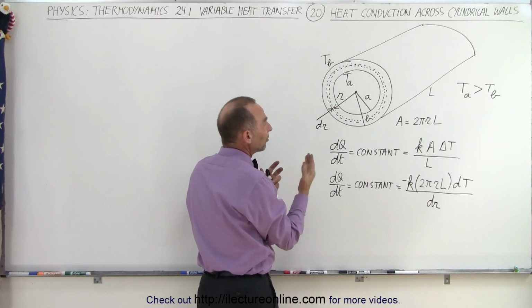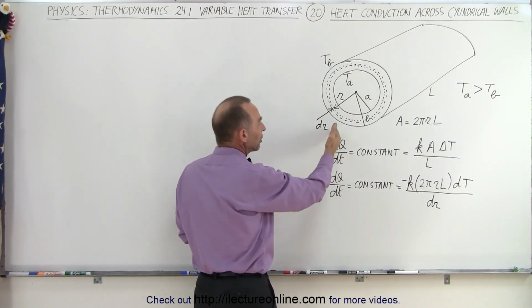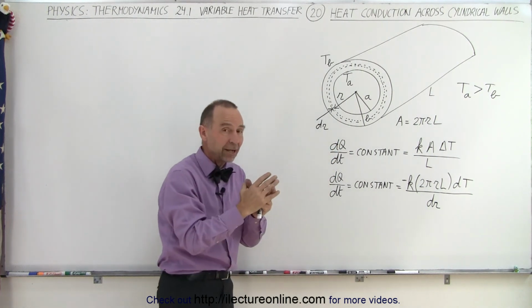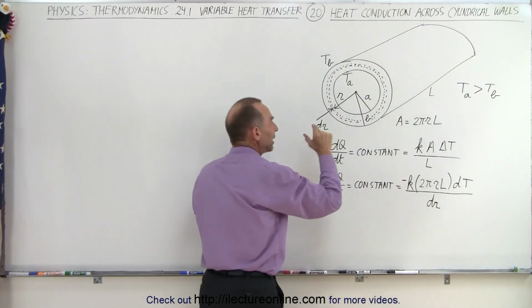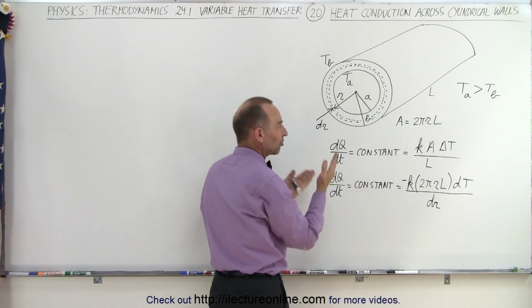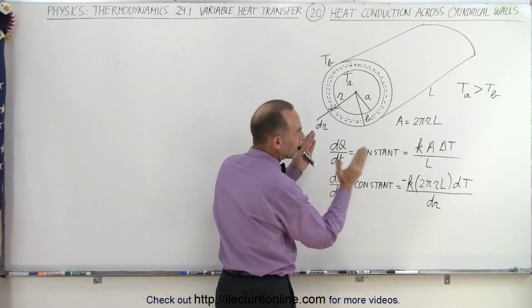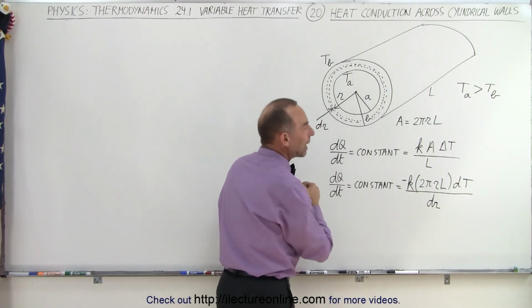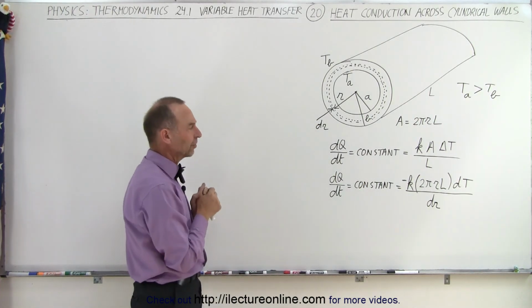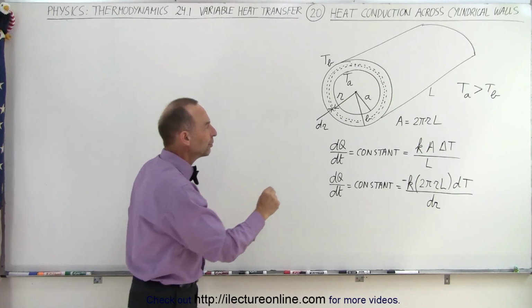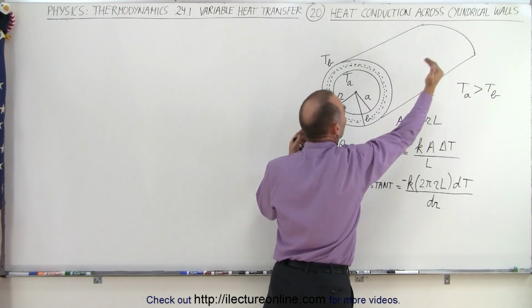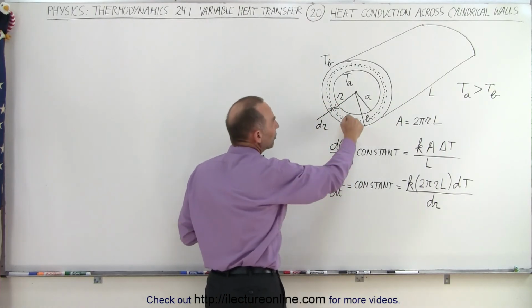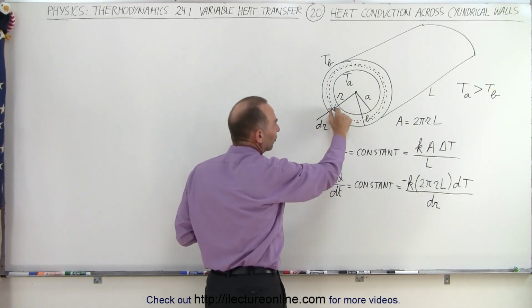And the way to do that is again to use the general equation that dQ/dt, which of course has to be a constant, is equal to kA delta T over L. L being the path length, A being the cross-sectional area of the path, delta T the difference in the temperature, and k would be the heat conductivity constant. But what we're going to do is imagine a small little shell all the way through the length of this cylinder and heat traveling across that small little thickness dr.